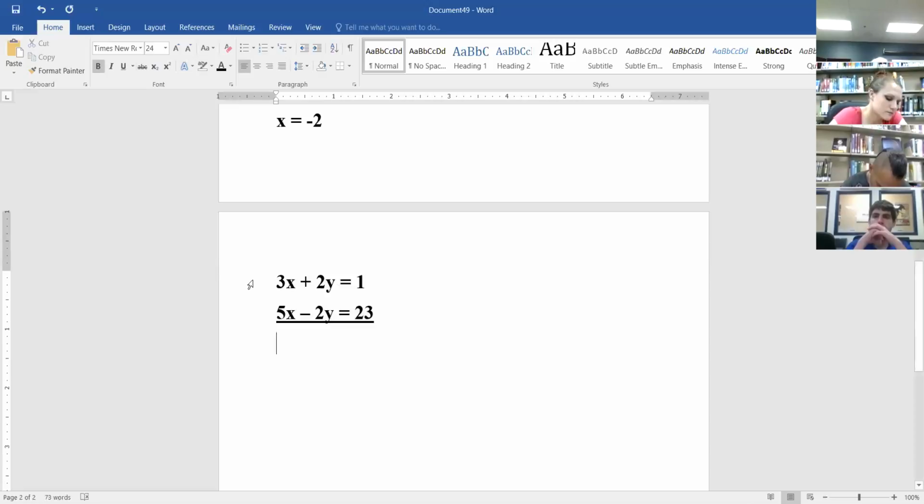Okay. If we simply add these equations together, we're going to get 3x plus 5x equals 8x. Plus 2y minus 2y is 0. And then we add, look at the other side of the equation. 23 plus 1 is 24. So now we can simply divide by 8, right? And we get x equal 3.